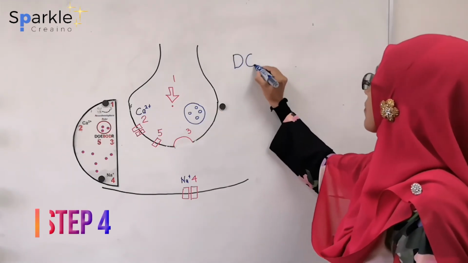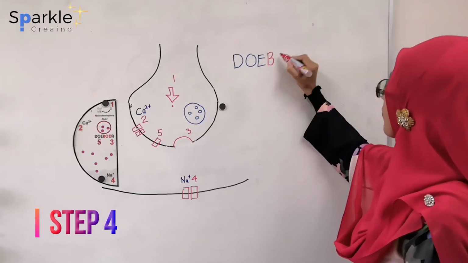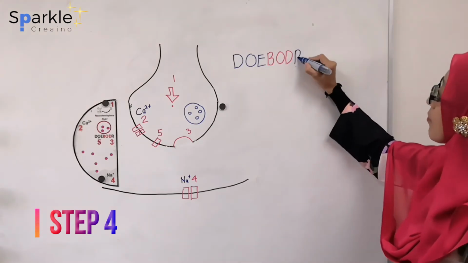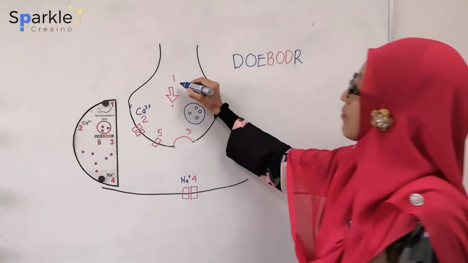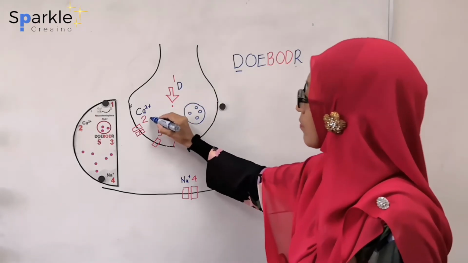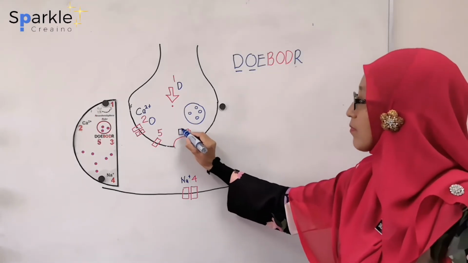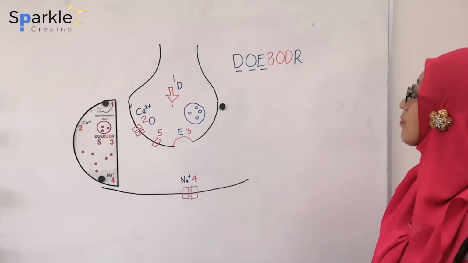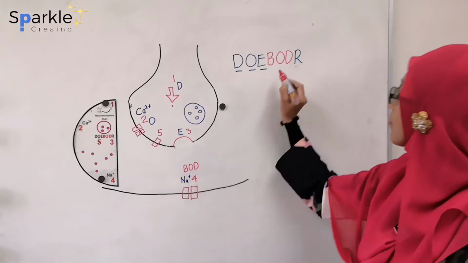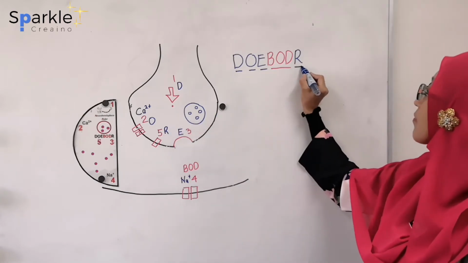Step 4. Write the keywords DOE, BODR. And put the alphabet at every number in your drawing. D at number 1, O at number 2, E at number 3, BOD at number 4, and R at number 5.